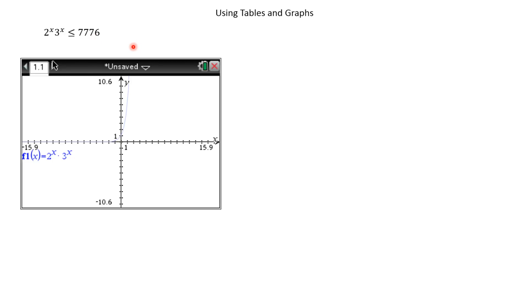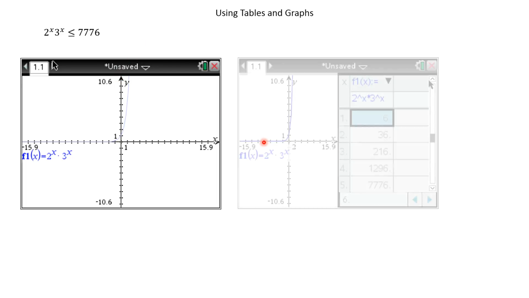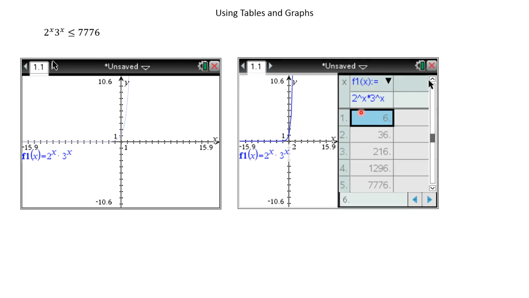Is it going to be big? Is it going to be little? Well, go to the table. See what the table has. Mine's a split screen. So when x equals 1, it equals 6. That looks about right. When x equals 2, it's 36. Then 216. Wow. x equals 5 gets us to 7,776. How many of you guessed 5? Were you thinking it was a bigger number than that? Hopefully not much of a smaller number. But that's what it is.